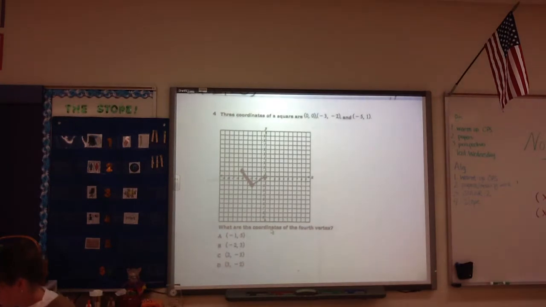And I can see here that these are the coordinates of a square. Please take a moment to try and determine what the coordinate of the fourth vertex would be. Please pause the video.